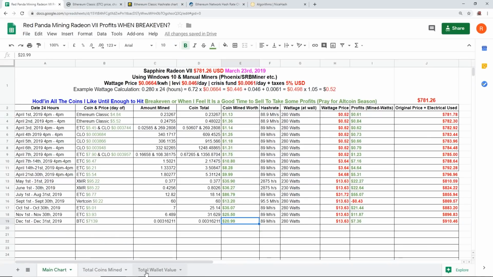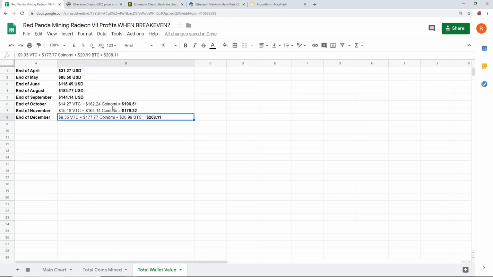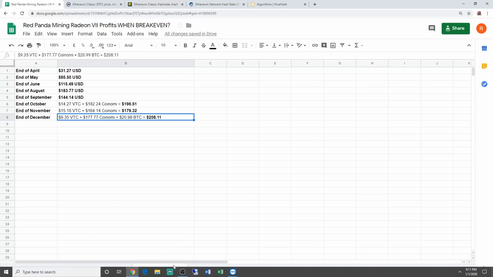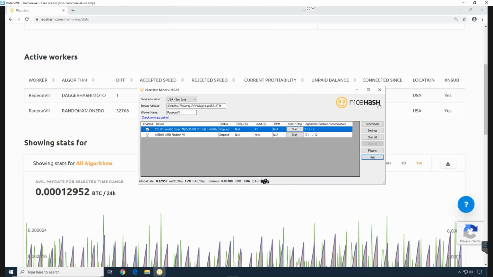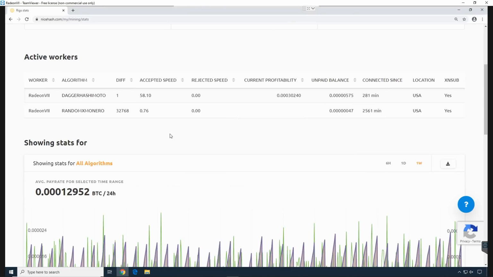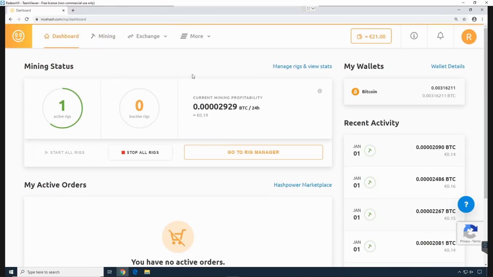Of course, the wallet value will change every single day. It will never stay the same, so you guys know that. But I'll keep you guys updated on that. So my thoughts, am I going to stay on NiceHash? No, I'm going to get off of it right now. I just pressed stop. I'm going to close this. I don't want to mine on NiceHash anymore.